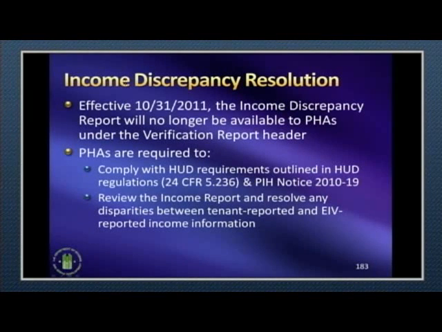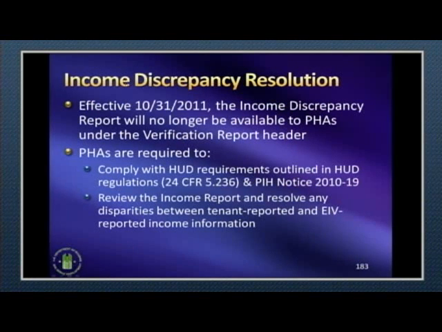However, you are required to comply with 24 CFR Part 5, Section 236, which deals with disparities between EIV reported income information and tenant reported information. So as we discussed earlier, if you're looking at the EIV report and it shows that there's some employment or some Social Security benefits that you weren't previously aware of, you're required to confirm with the tenant and or the third party if necessary to confirm in fact that there was an amount unreported.